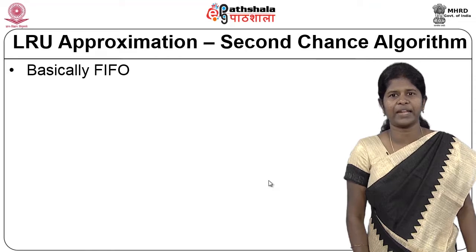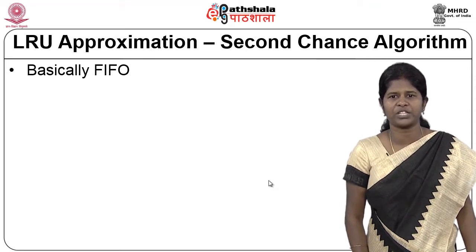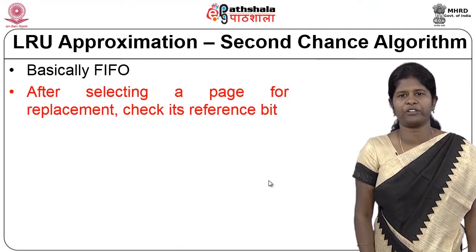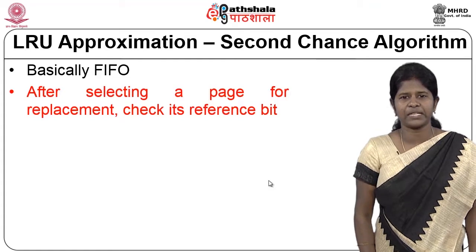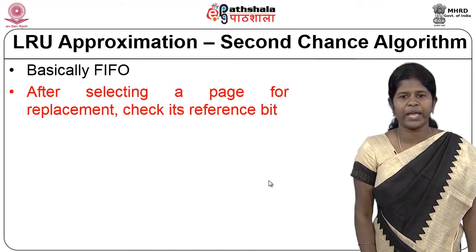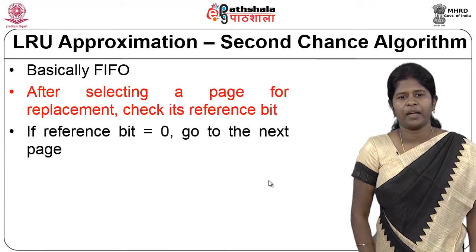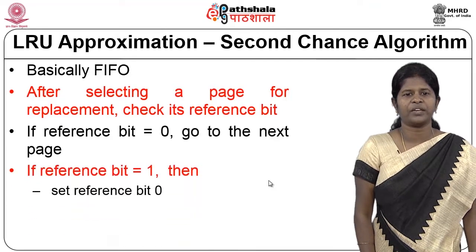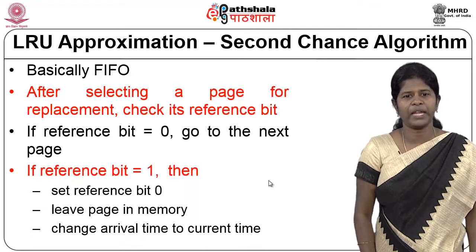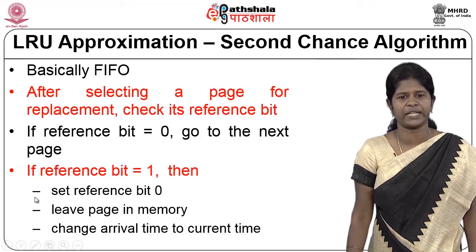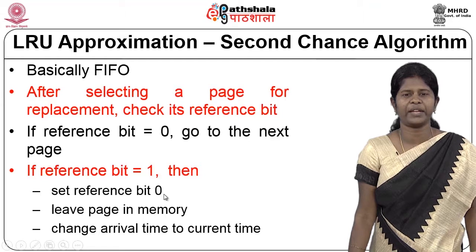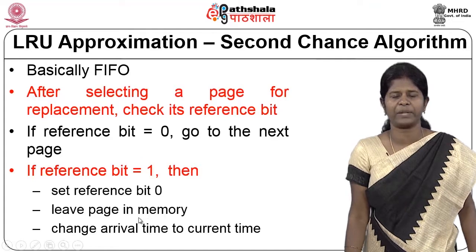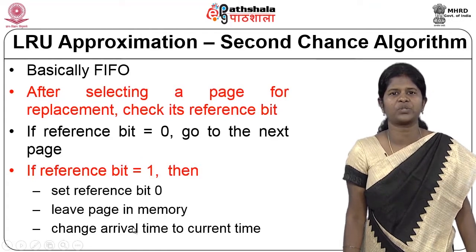And then you have another algorithm called the LRU approximation second chance algorithm. The second chance algorithm is basically a FIFO kind of algorithm, but after selecting a page for replacement, you check its reference bit, and if the reference bit is 0, then you will go to the next page. If the reference bit is 1, then it means that the page was referred to recently. So, what you do, you set that reference bit back to 0 and you leave the page in memory itself, you do not choose it for replacement, you change the arrival time to the current time.